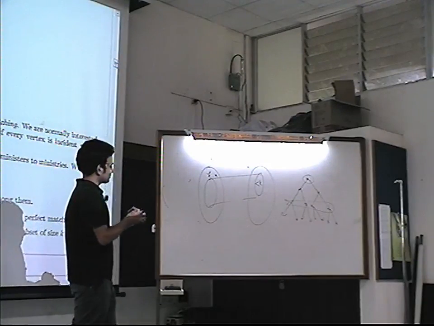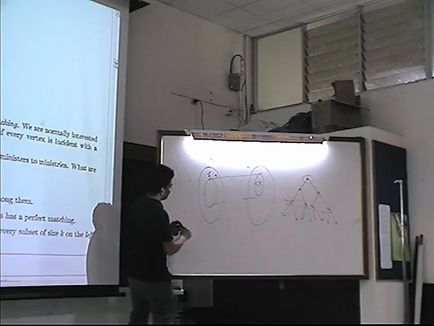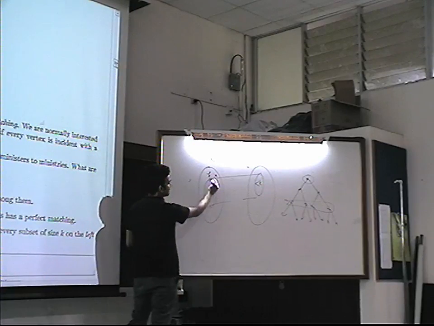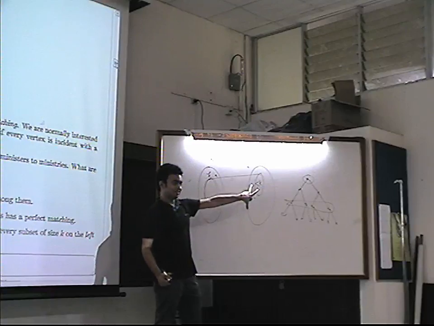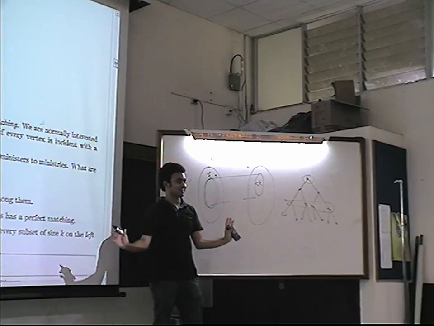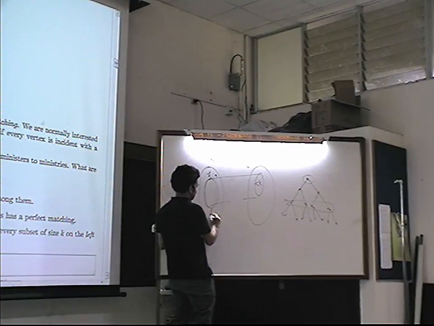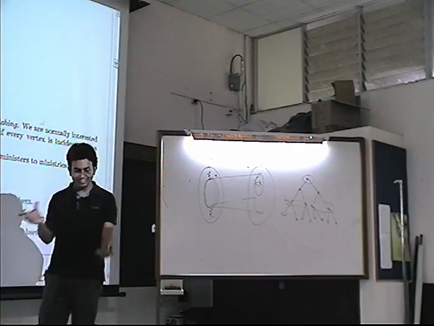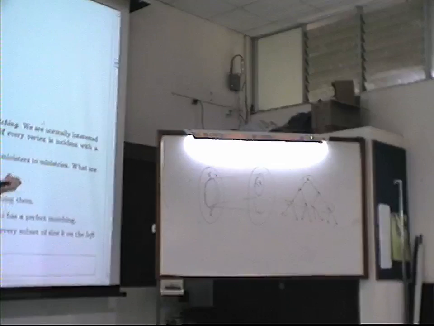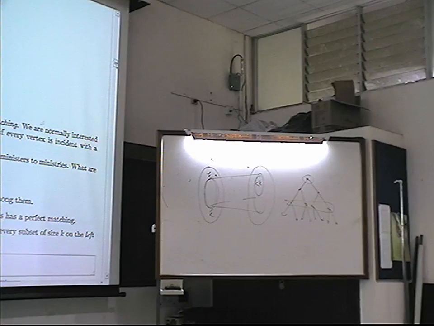Okay, but suppose I told you that this graph has the nice property that for any set of size k, if you consider its neighborhood on the right side, it's at least size k. So every set of size k here touches at least k people here. Then can I find a perfect matching? And Hall's theorem says you indeed can find a perfect matching.